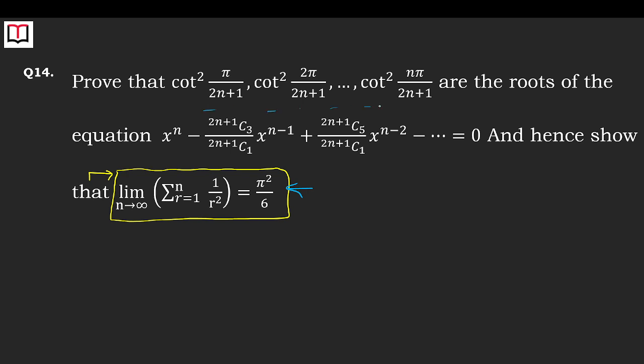We have to prove that these are the roots of this polynomial equation. So I took 2n plus 1 c1 common, as LCM. So the polynomial is 2n plus 1 c1 x raised to power n minus 2n plus 1 c3 x raised to power n minus 1 plus 2n plus 1 c5 x raised to power n minus 2, minus plus minus plus till infinity, and this is equal to 0. I kept my focus on how to get this as an expansion for a binomial. Why? Because we have binomial coefficients here.